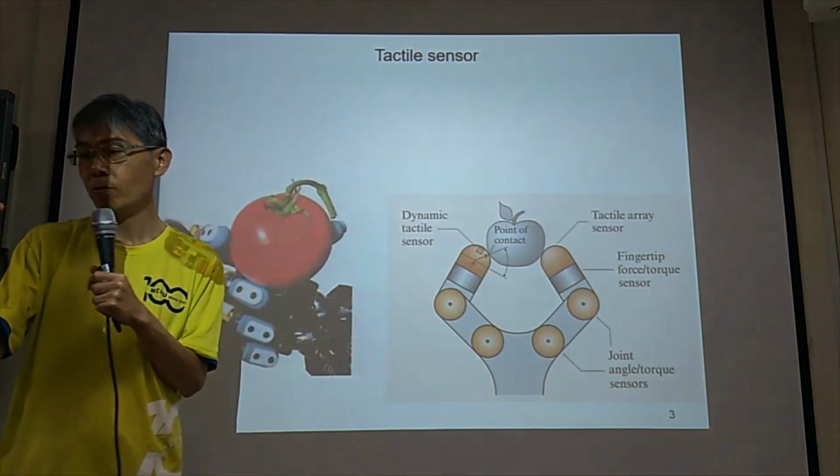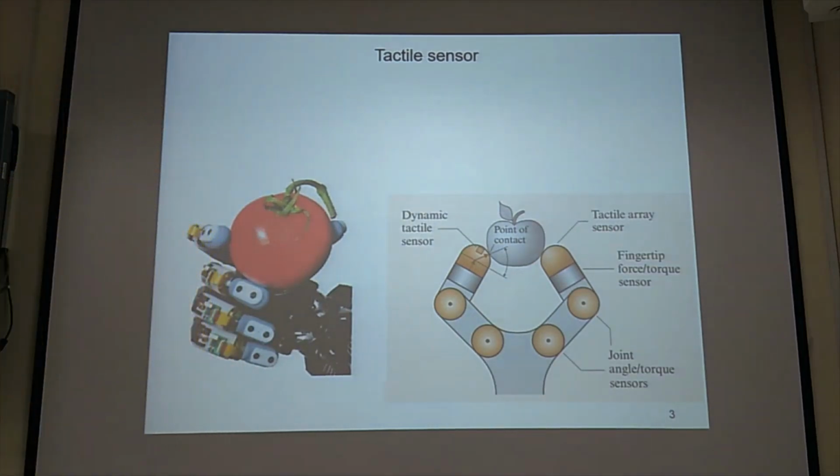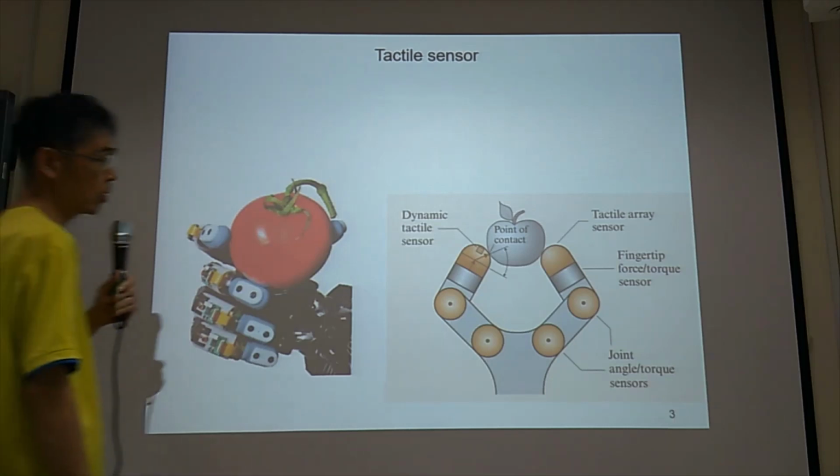So we have very small area contact. We have large area contact. So we need an array of sensors to know what's the contact area between the robotic hand and the tomato. So we need tactile sensor.